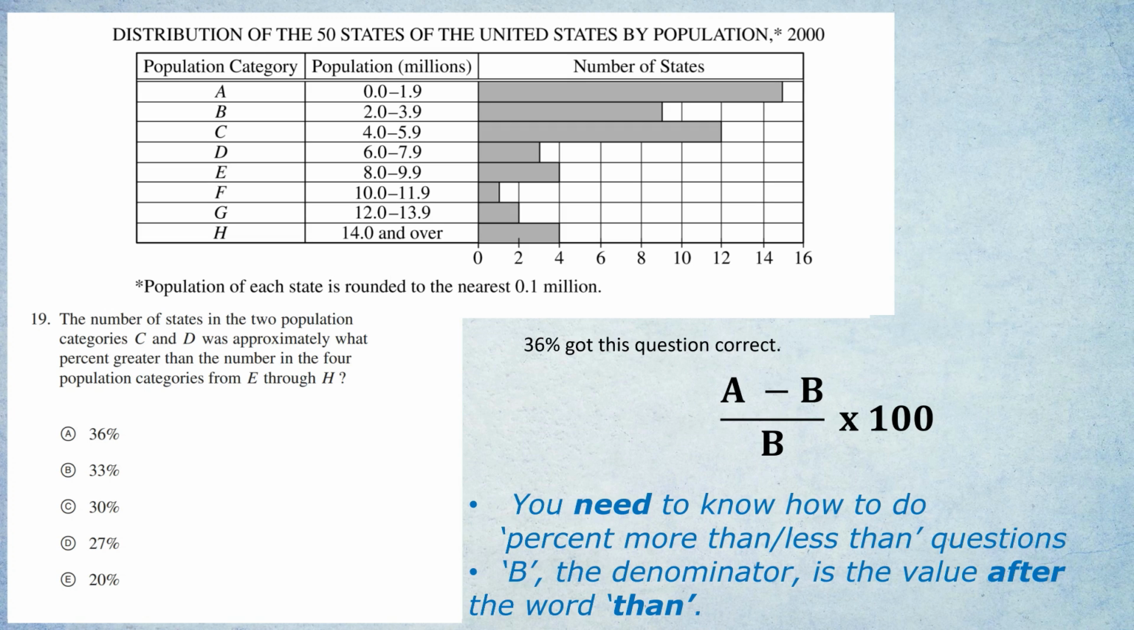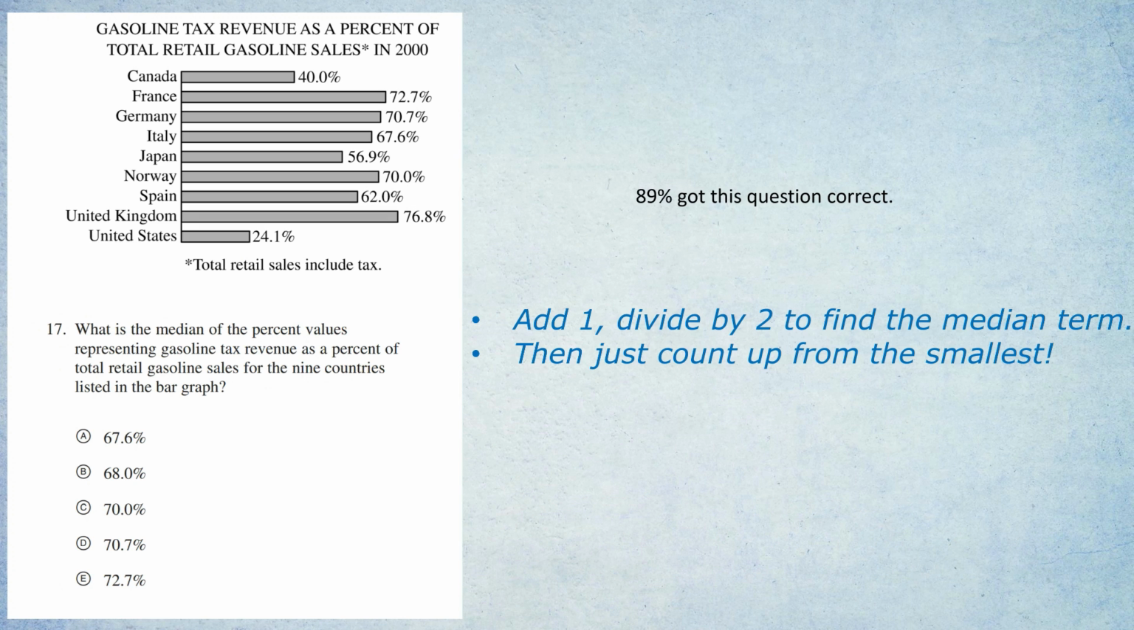Anyway, what I care about is that you feel more confident with percent more than and less than questions by memorizing this formula and knowing which value is your B, which value is your denominator. Don't stress though, because it's coming up again later in this video. Time for the next piece of essential data interpretation practice.